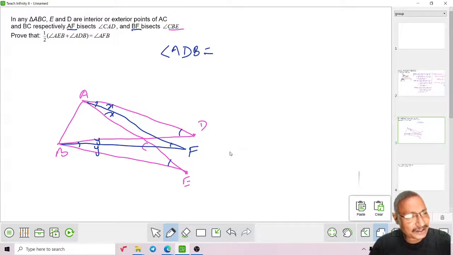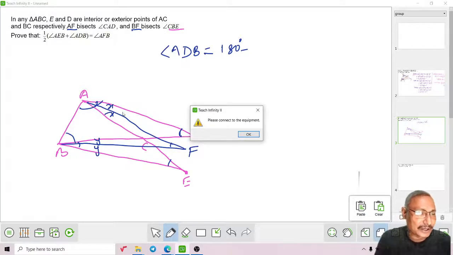Okay, you can assign X or Y to any of them. So I assign half of this angle as X. These two are equal since it is a bisector, so these two angles are X. So ADB can be known in this triangle. In this triangle, angle ADB will be equal to 180 degrees minus the sum of these two angles. Mind it, 180 degrees minus the sum of these two angles.